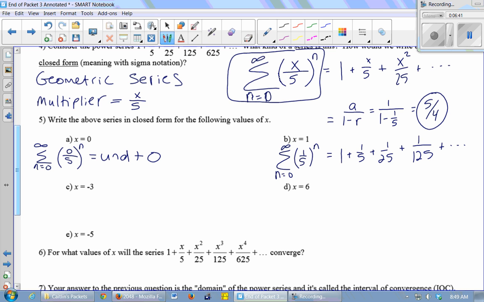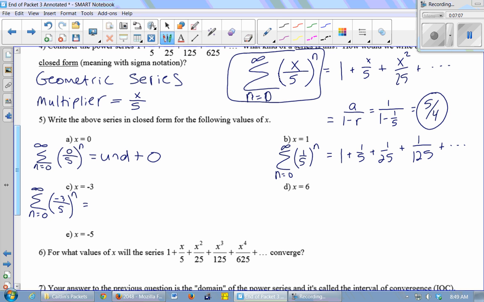All right, so you can think of this power series as a function. You plug in a value for x, and you just get a geometric series. We know how to deal with those. So let's look at what happens if we plug in x equals -3. We've got the sum n equals 0 to infinity of (-3/5)^n.